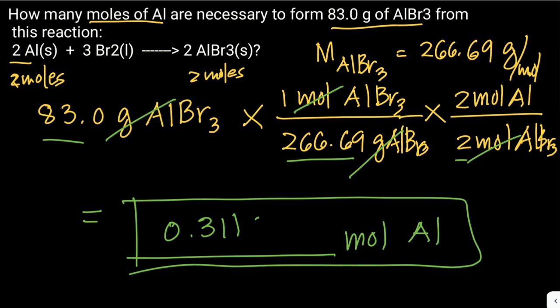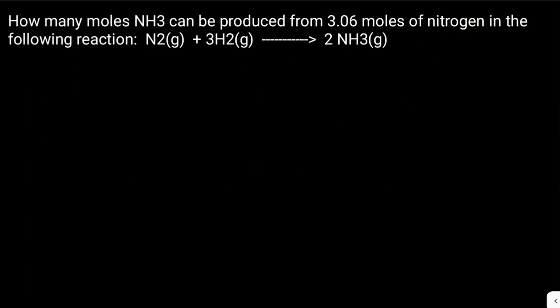All right, let's solve another problem. How many moles NH3, or ammonia, can be produced from 3.06 moles of nitrogen in the following reaction? So we're given this reaction here. On the reactant side, we have nitrogen gas plus hydrogen gas. They produce ammonia, or NH3 gas. Our nitrogen is balanced, our hydrogen is balanced. So the chemical equation is balanced.